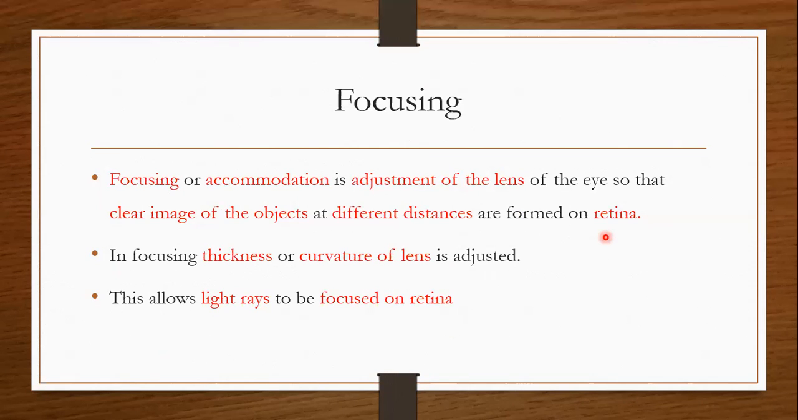Sometimes you have to focus on an airplane that is flying far away from you. So the lens makes adjustments according to the objects that are near to you or far from you. So in focusing, the thickness or curvature of the lens is adjusted. And this change in the thickness and curvature of the lens allows the light rays to get focused sharply on the retina.